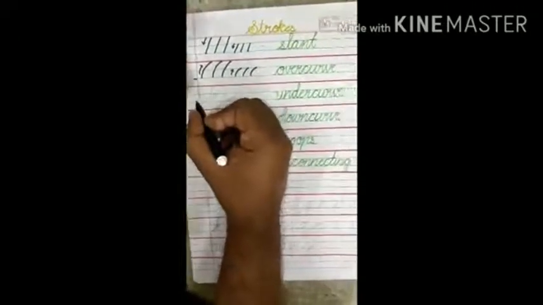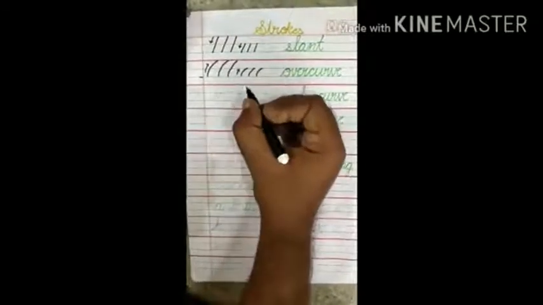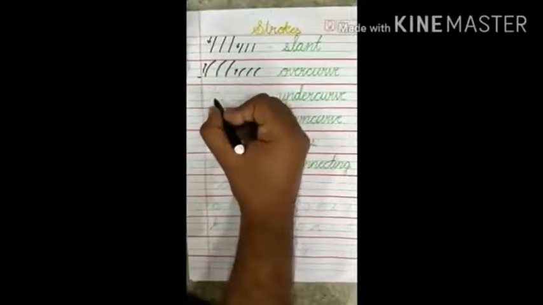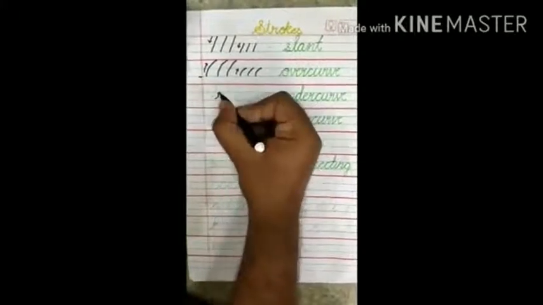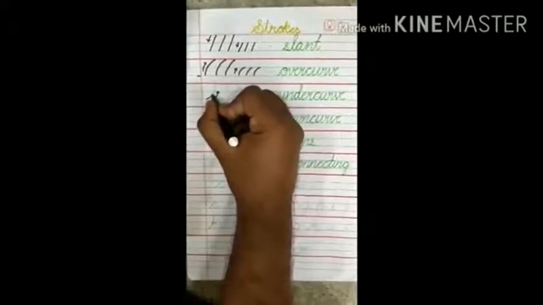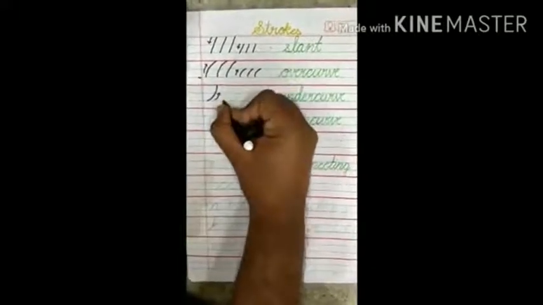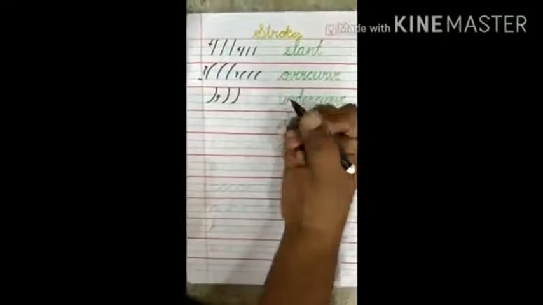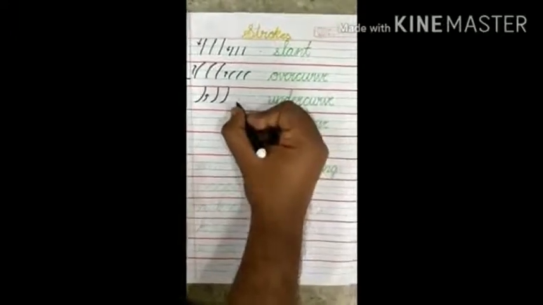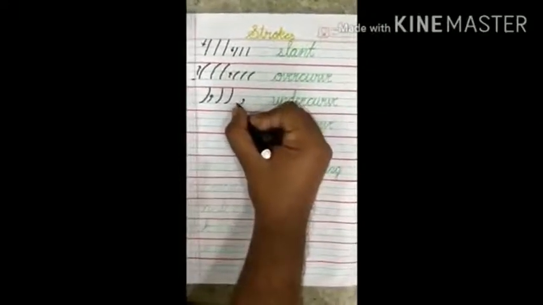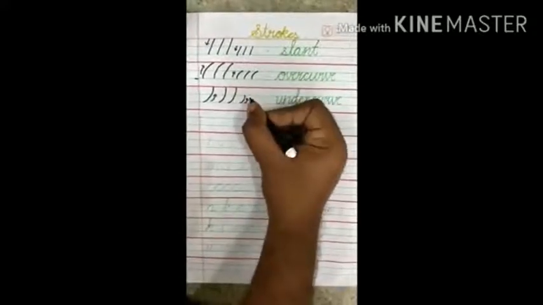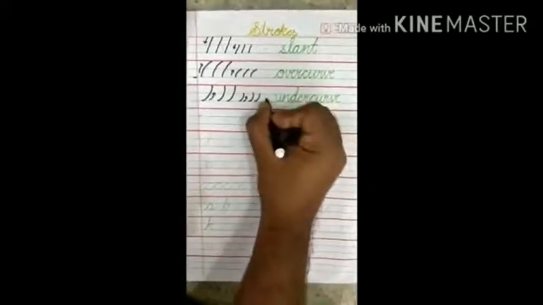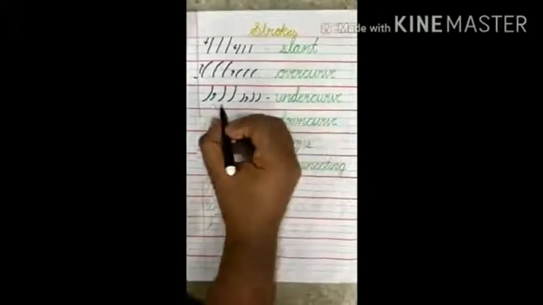Next, undercurve children. Undercurve is where we have to take it from under, from the baseline to the top line, like this. Undercurves are like this. Smaller undercurves go from the baseline to the midline. These are smaller undercurves.